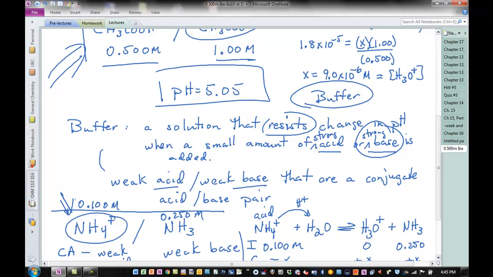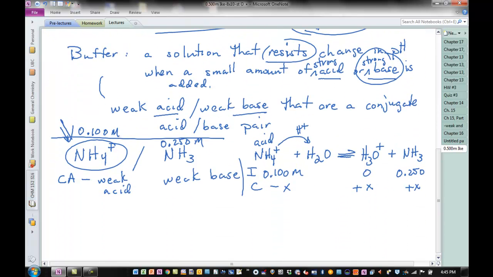So usually at least one component of your buffer is going to come from a salt. So you'd probably see a problem, and it might tell you that you have a buffer that is NH4Cl with ammonia. That shouldn't cause too many problems because that's NH4+ and Cl-. We know Cl- is the conjugate base of a strong acid. That's not going to have any base strength in water. That's not going to affect anything. But we're going to have our conjugate acid-base pair.